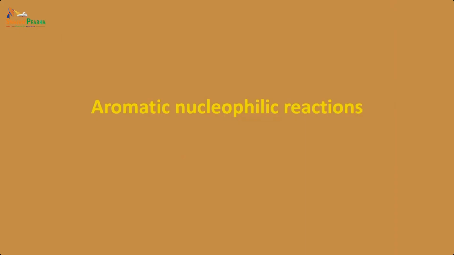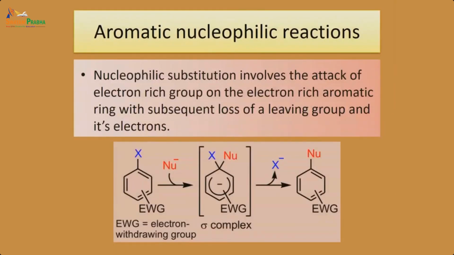Welcome to the next session. In this session, we will be looking at aromatic nucleophilic reaction. What is an aromatic nucleophilic reaction? When a nucleophile adds to the aromatic ring, that is basically the substitution of X with a nucleophile, it is called nucleophilic substitution reaction. And when it happens in the aromatic ring, this is called aromatic nucleophilic substitution reaction.